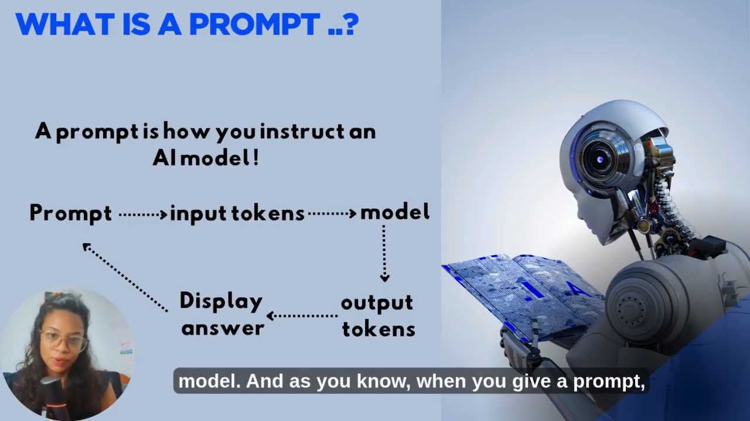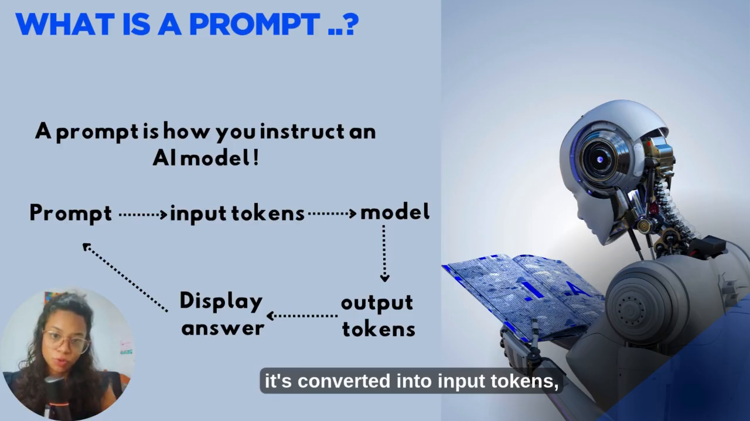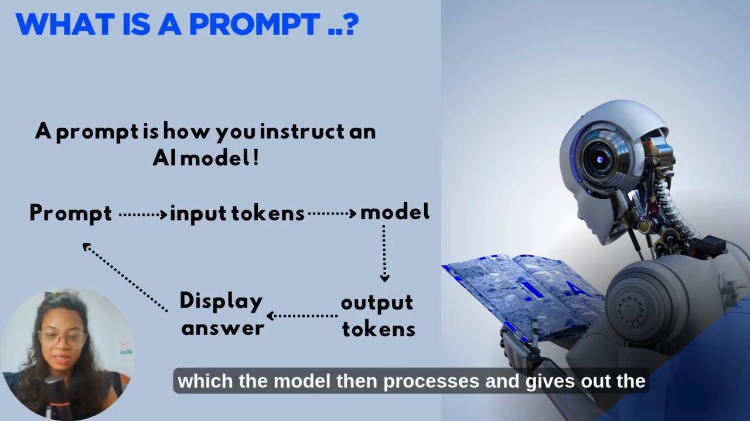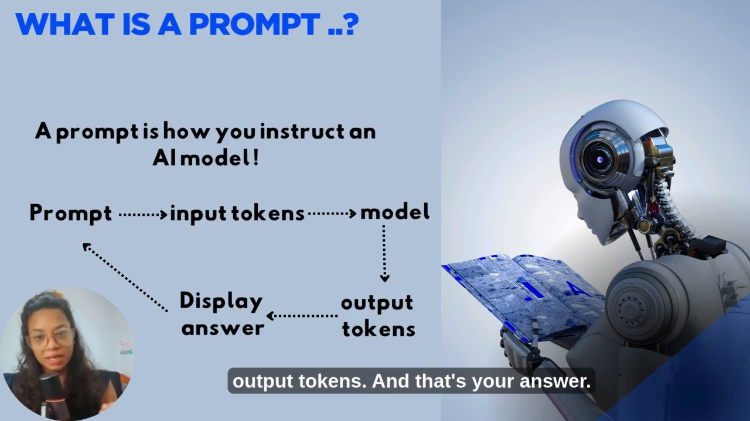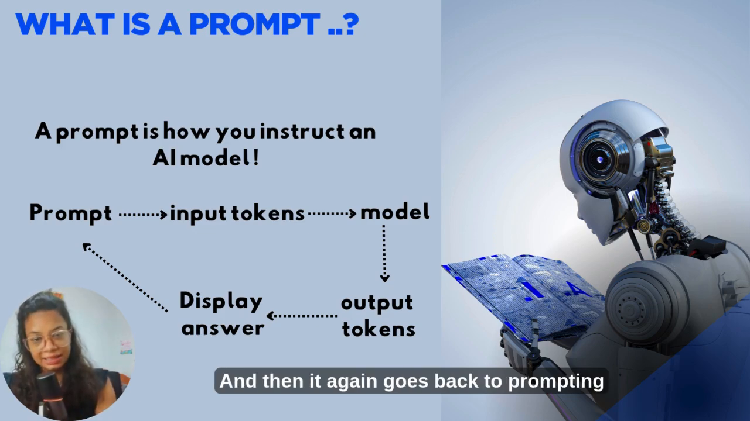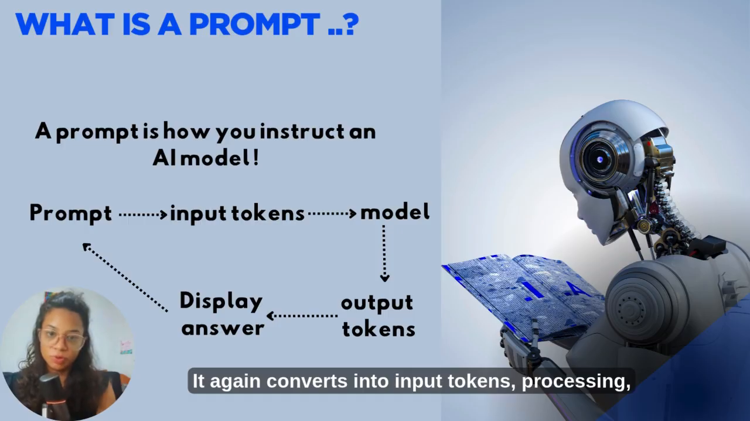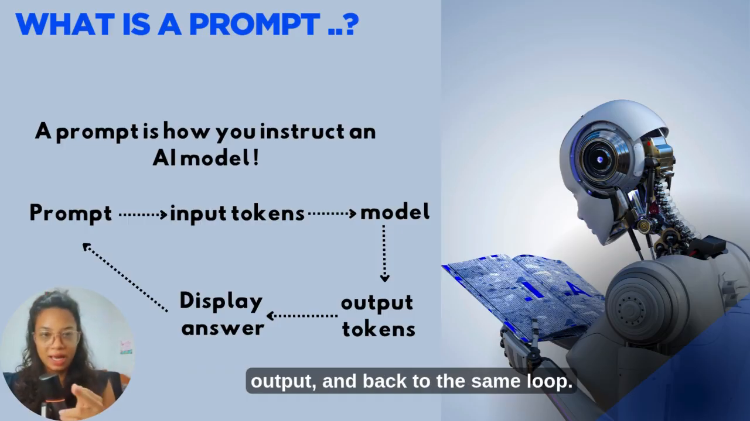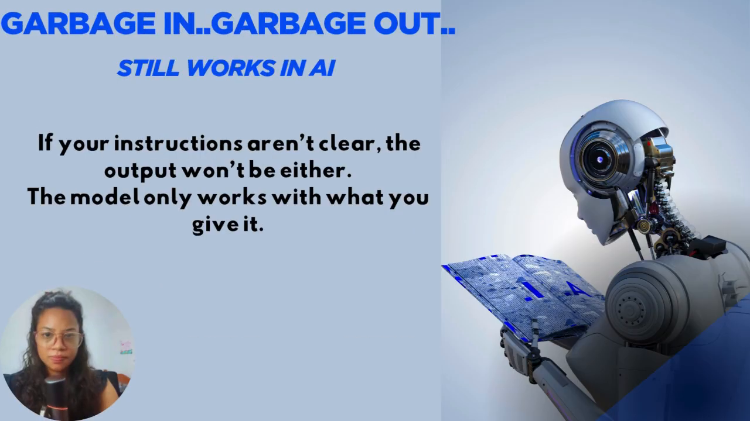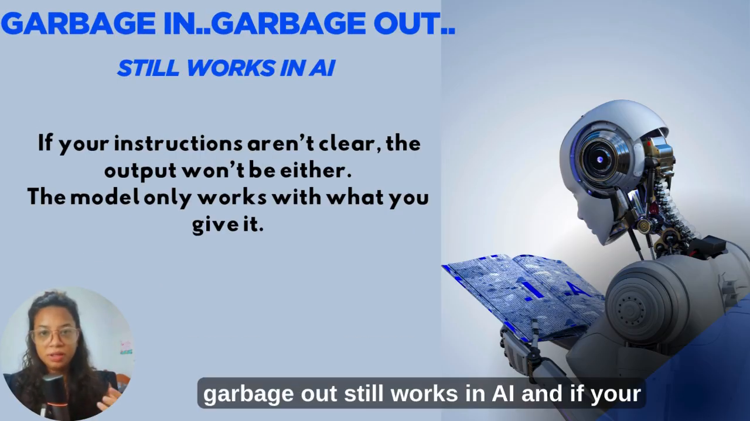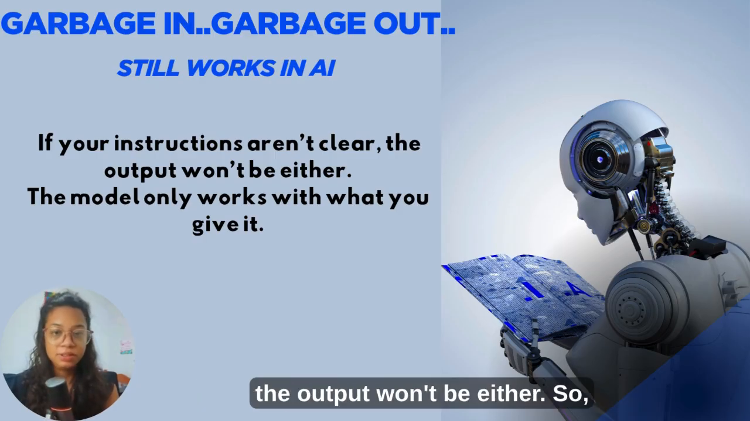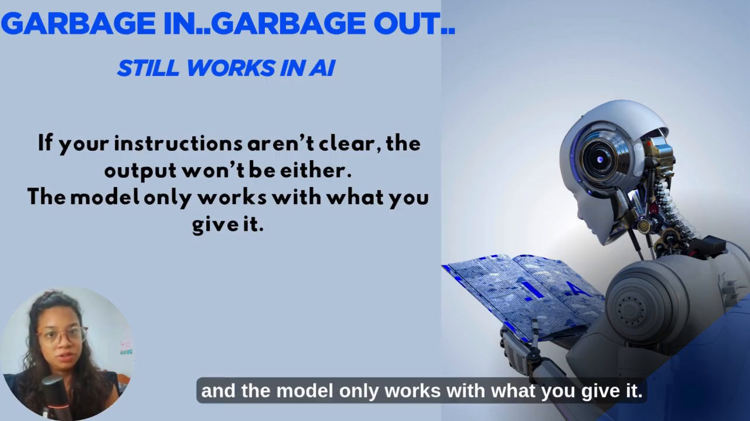And as you know, when you give a prompt, it's converted into input tokens, which the model then processes and gives out the output tokens, and that's your answer. And then it again goes back to prompting. If you don't like what you see, then you again give it a prompt. It again converts into input tokens, processing, output, and back to the same loop. So garbage in, garbage out still works in AI. If your instructions aren't clear, the output won't be either. The model only works with what you give it.